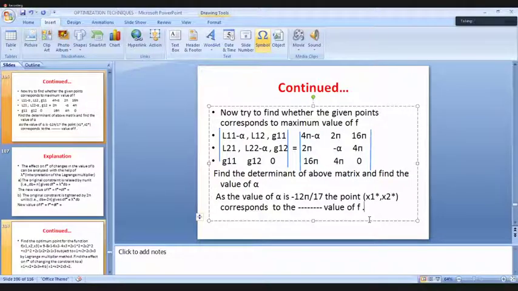Right. Then the point x1 star, x2 star corresponds to the maximum value of f. Yes, we got a relative maximum value. Relative maximum. Very good. Thank you. Relative maximum, I'll write it here. This is the thing. So everyone, please take those values, and if you have any doubts, you can ask me now.